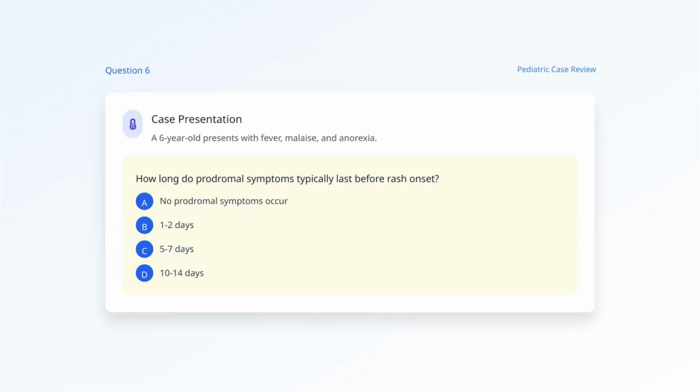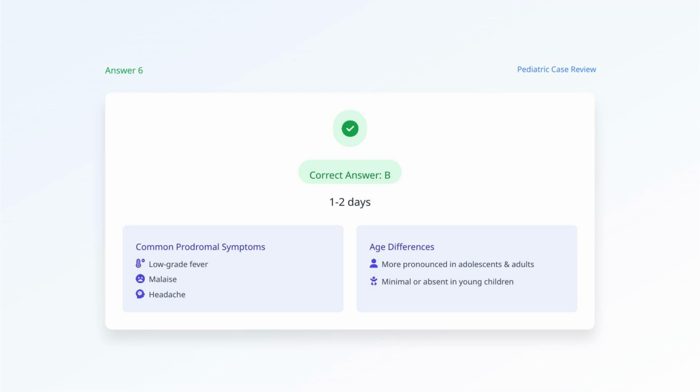A 6-year-old presents with fever, malaise, and anorexia. How long do prodromal symptoms typically last before rash onset? A. No prodromal symptoms occur. B. 1 to 2 days. C. 5 to 7 days. D. 10 to 14 days. The correct answer is B.